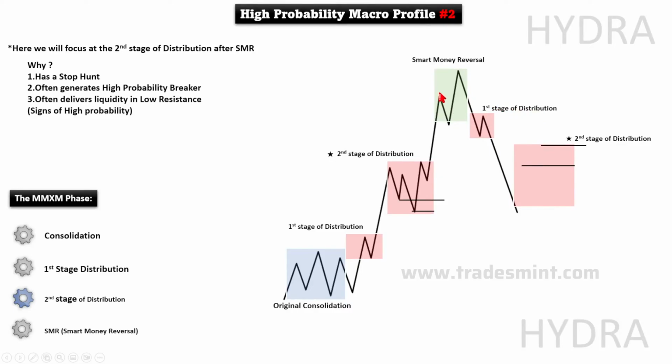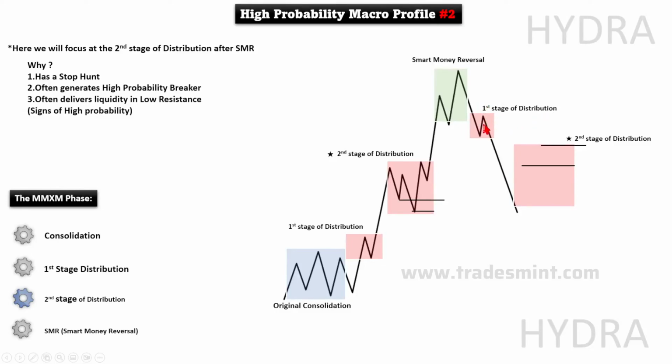Okay, so price generated a breaker here. Do you guys see it? A new higher high. So these down close candles become our breaker. So price goes below this breaker. That's when price is retracing back to this breaker. This is our first stage of distribution.